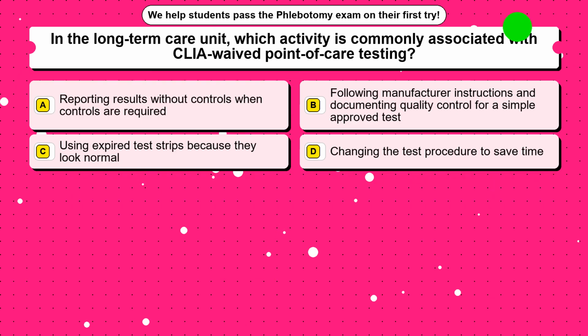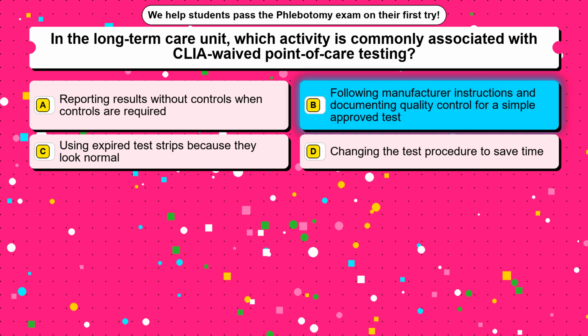Question 86. In the long-term care unit, which activity is commonly associated with CLIA waived point-of-care testing? Option A. Reporting results without controls when controls are required. Option B. Following manufacturer instructions and documenting quality control for a simple approved test. Option C. Using expired test strips because they look normal. Option D. Changing the test procedure to save time.